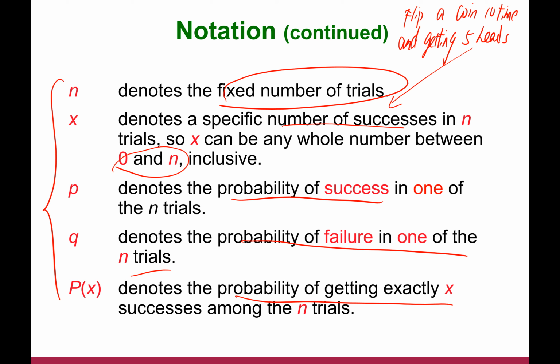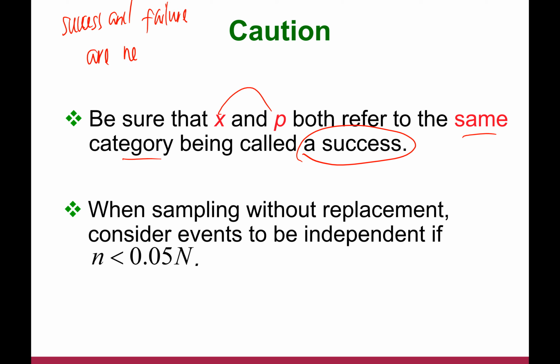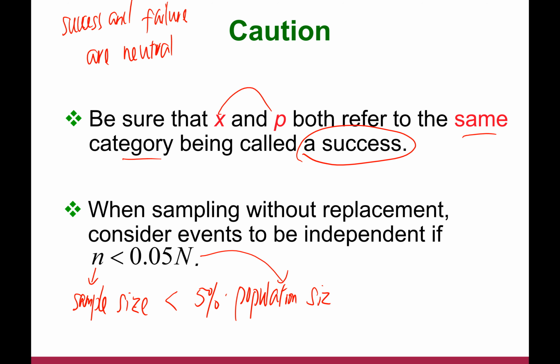Those notations are important. x and p both refer to the same category called the success event. And here success and failure are neutral terms, so we do not say success is a good thing or failure is a bad thing. They are neutral events, so it's neither good nor bad. And for sampling without replacement, consider events to be independent if the sample size n is less than 5% of the population size. Capital N will represent the population size.